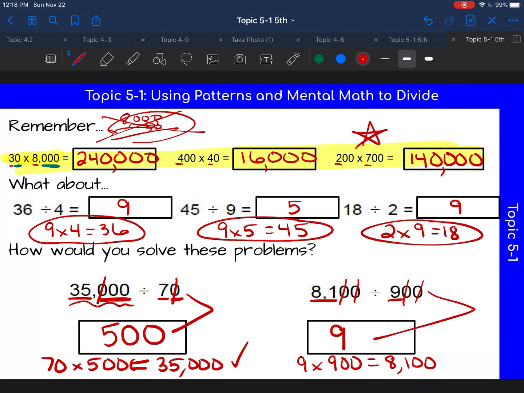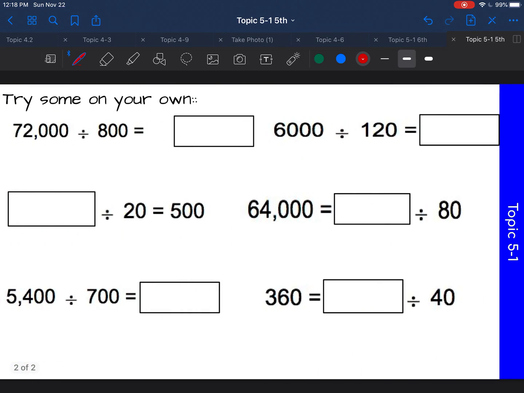Okay, so we're going to do a few more problems to practice. Okay, so we're going to try some on our own. So right now, 72,000 divided by 800. In your notes, solve that. What is 72,000 divided by 800?